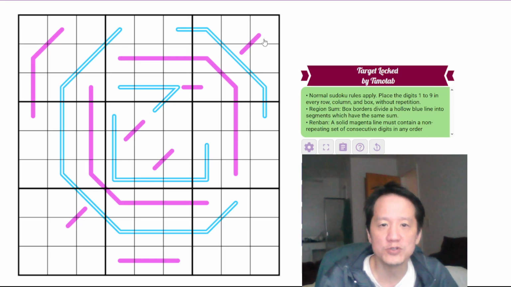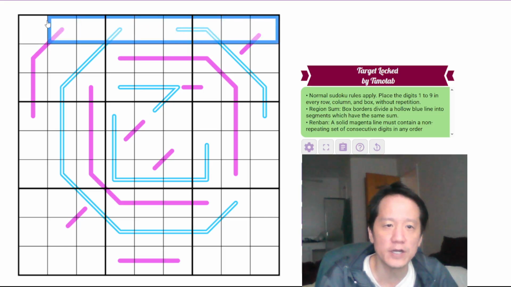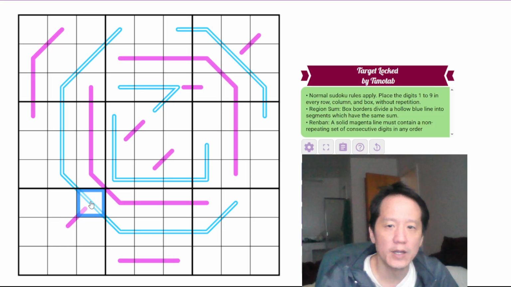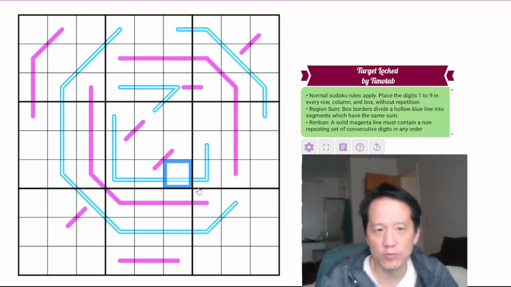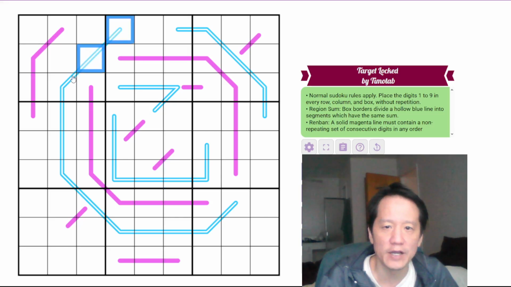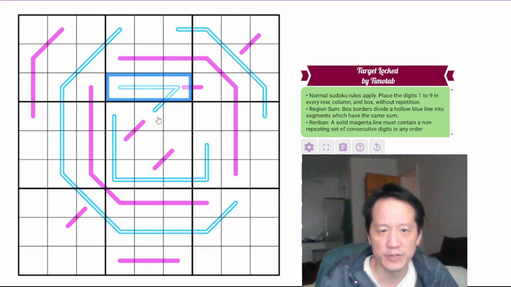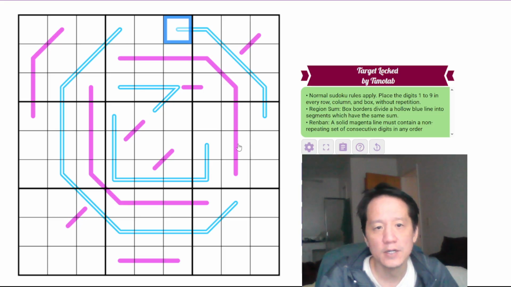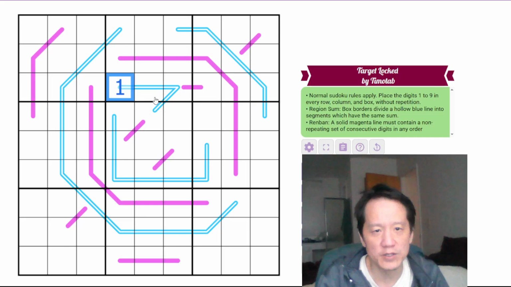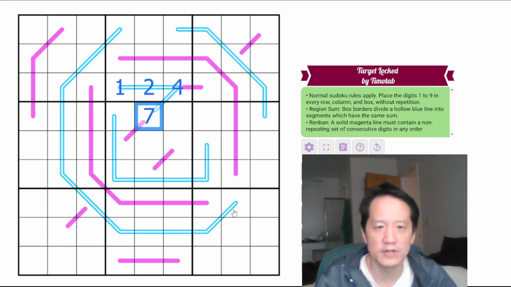Normal Sudoku rules apply, which means place the digits 1 to 9 in every row, column, and box without repetition. We also have region sum lines, where box borders divide a hollow blue line into segments which have the same sum. So, for example, these three digits must equal the same as this one. This digit must equal the same as the sum of these digits, which equals the sum of that digit. And so, for an example, we could have something like 1, 2, and 4, and that's a 7. And that's allowed.